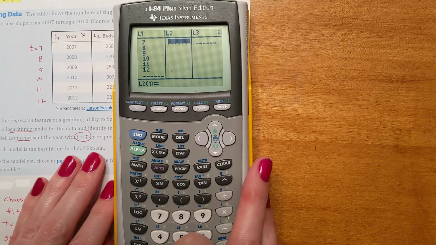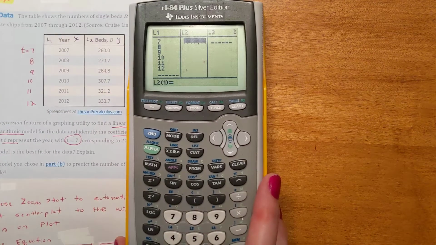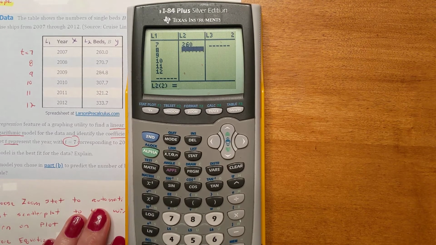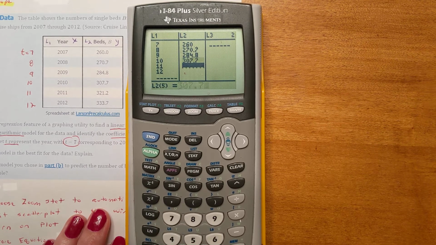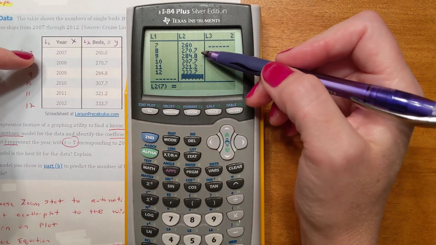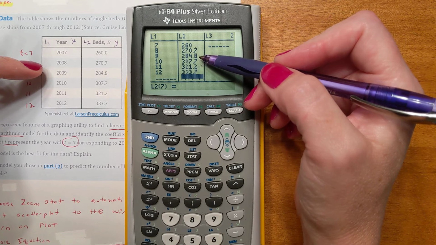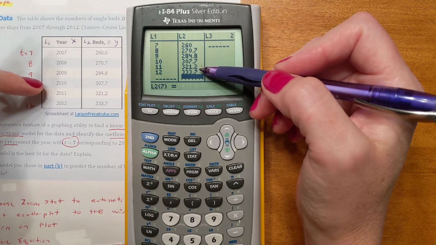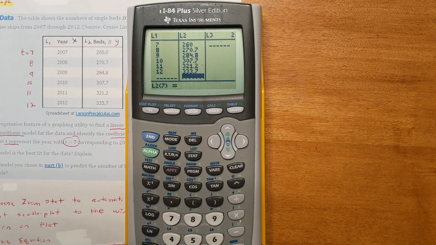And then going over here to the other side, by the way, you should really play with me here. We got 260, 270.7, 284.8, 307.7, 321.2, and 333.7. Then I'm going to eyeball it, make sure I put all my numbers in correctly. Okay, I think they're all in there right.